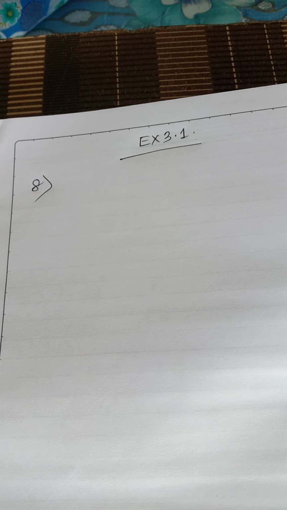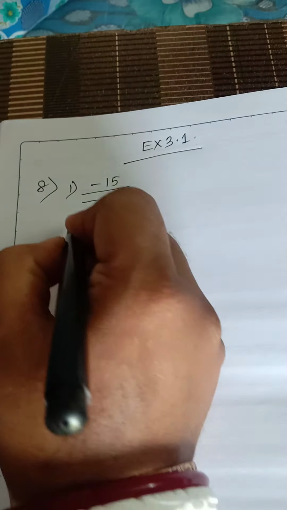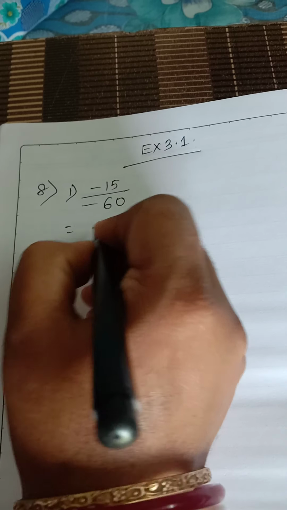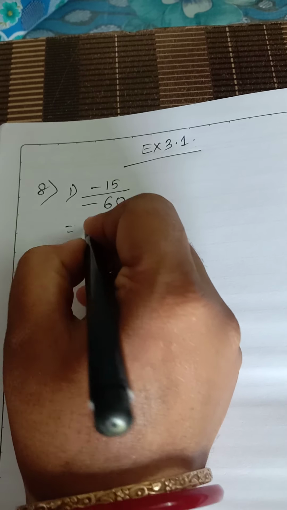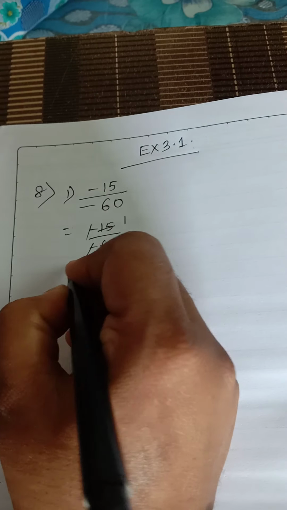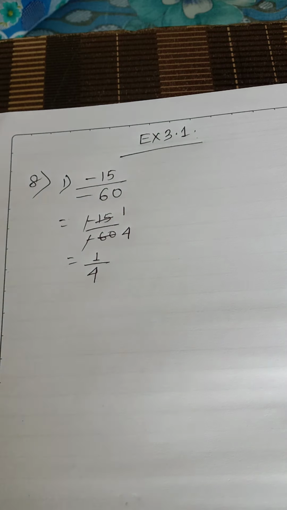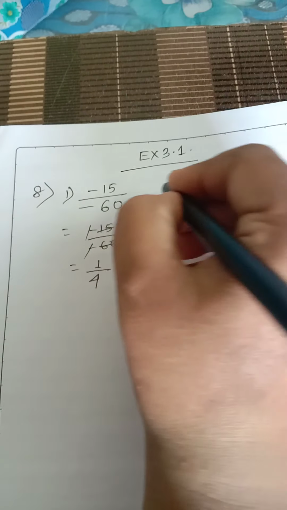Begin question number 8. The first question is given minus 15 by minus 60. Now we have to write it in standard form. So we are going to reduce the sign first, then the numbers first. 15 ones are 15, 15 fours are 60. So the answer will be 1 by 4. Is it?